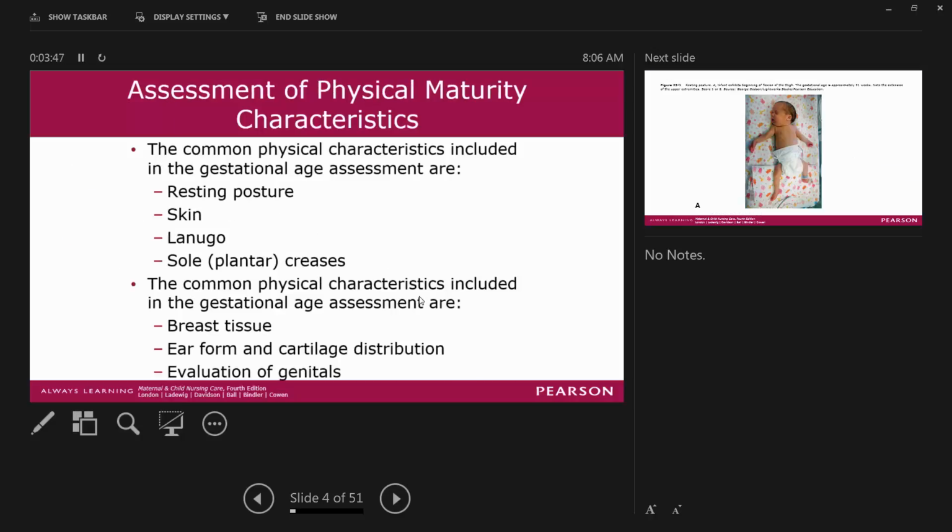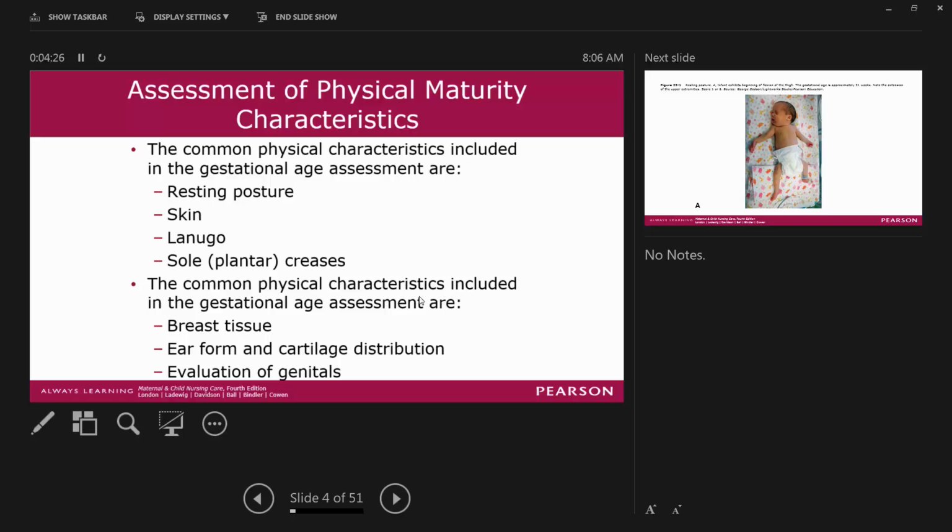Some of the physical characteristics are the resting posture of the baby. So when the baby's just laying there not doing anything, is the baby laying there with their arms straight out, their legs straight out, or are they all flexed in? Okay. What does their skin look like? Is it dry and cracked, or is it thin and shiny looking? Lanugo. What's lanugo? Hair. Do they have an abundant amount of hair? And usually that is on their back and shoulder areas. And the one thing that will skew this is Hispanic babies typically are born with a lot of hair, even if they're term.